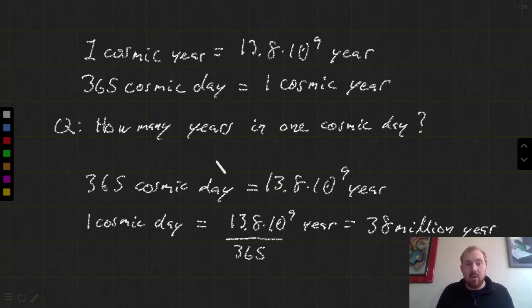The idea of creating a cosmic year or cosmic day is to help us comprehend just how long this universe has existed. One cosmic day is 38 million of our years. So I hope this helps you get a sense of just how long the universe has existed. And that's the power of inventing new units. We can always translate the new units into the stuff that we might be more familiar with. So let's try another one.